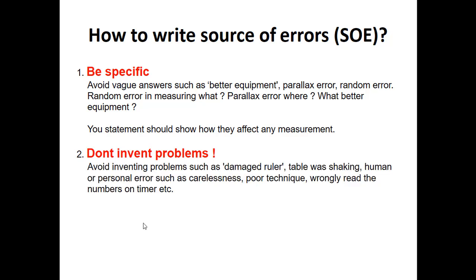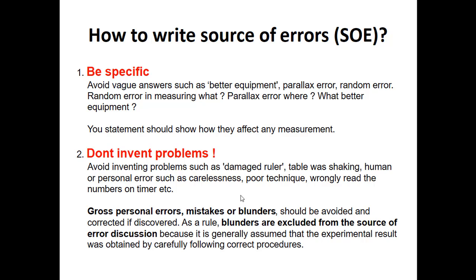So avoid inventing problems such as I have a damaged ruler, table was shaking when I do the experiment, human or personal error, for example, carelessness, poor technique, wrongly read the number on the timer. So this one shouldn't be considered as source of error. So bear in mind, gross personal error, mistake or blunder should be avoided and corrected if discovered. So as a rule, blunders are excluded from the source of error discussion because it is generally assumed that the experiment result was obtained by carefully following the correct procedure given in the lab manual.